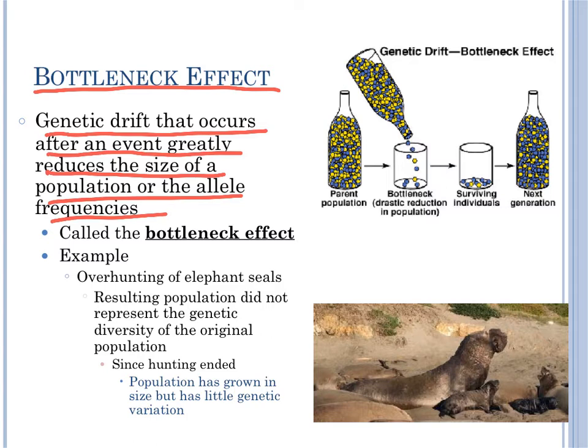The resulting population did not represent the genetic diversity of the original population. Since hunting ended, the population size has grown, but the genetic variation in this population, even though it's much larger, is much less than it was previously to overhunting of the elephant seal.